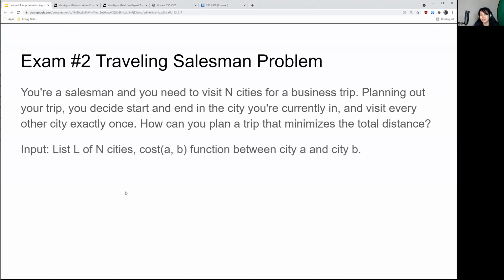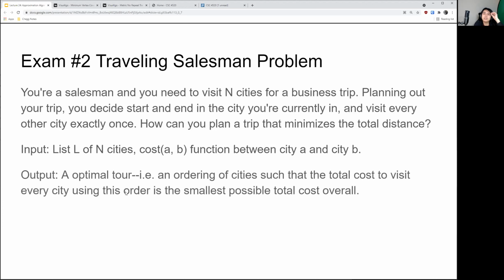So the input might be a list of cities and a cost function between any two cities. In other words, it's a graph where every single edge is defined with some weight which describes how far away city A is from city B for all pairs of cities inside of my graph. And the output is going to be an optimal tour. In other words, a trip around all n cities so that the city you start with is the city you end at. And the total cost to visit all of the cities is the best possible cost you could generate compared to all other trips you could have taken.